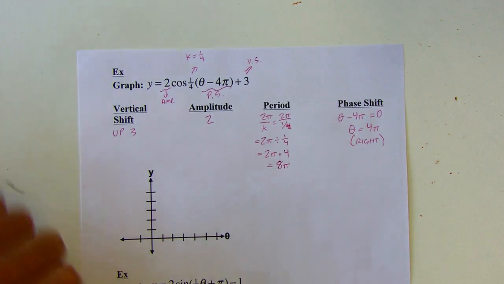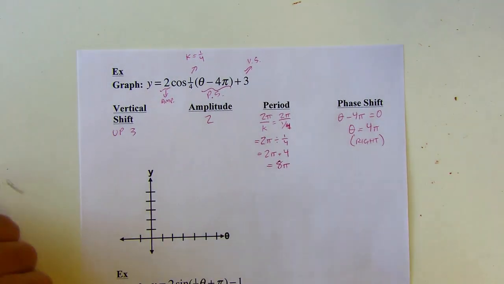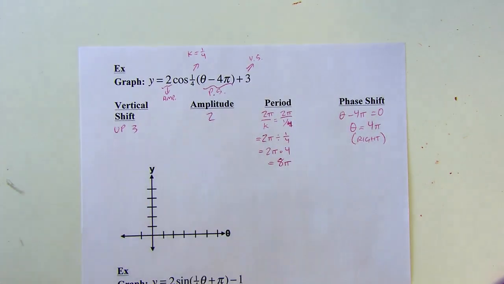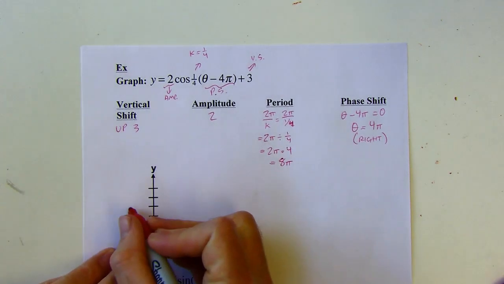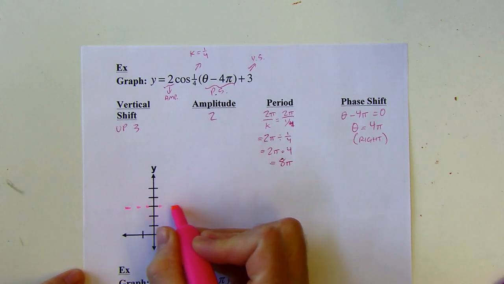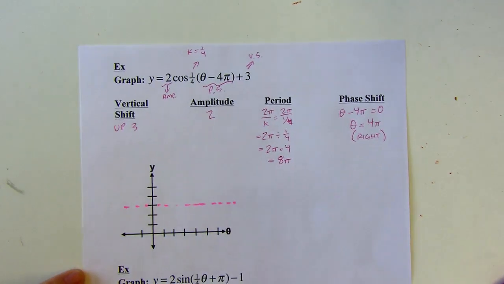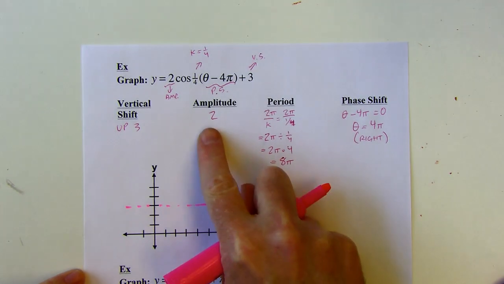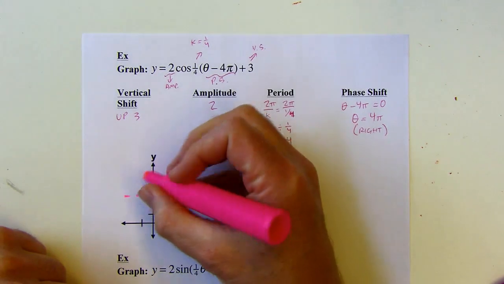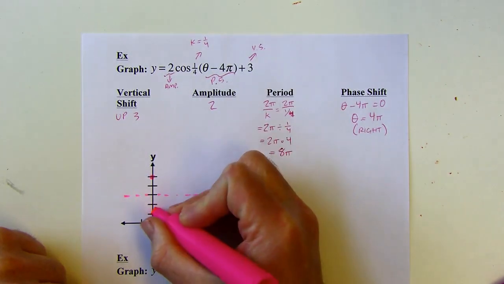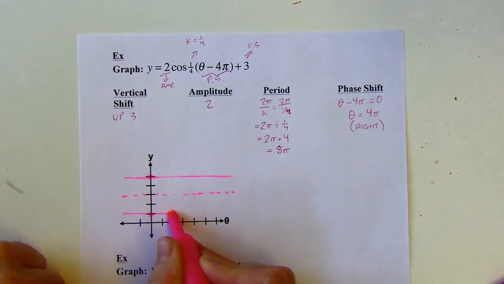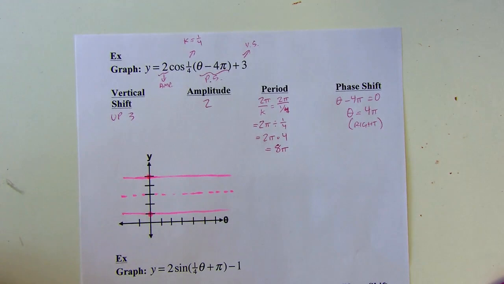Okay, so I'm going to start with the road map. So the road map, I'm kind of looking at my vertical shift first. That's going to give me the midline. I always find the middle of the road map first. So up 3. Let me do this highlighter here. Okay, up 3. There's the middle of my road map. Then I'm going to use the amplitude to find the two sides of the road. So I'm going to go up 2 from there, and then also down 2, and then I'll make 2 more horizontal lines. All right, there is my road map.